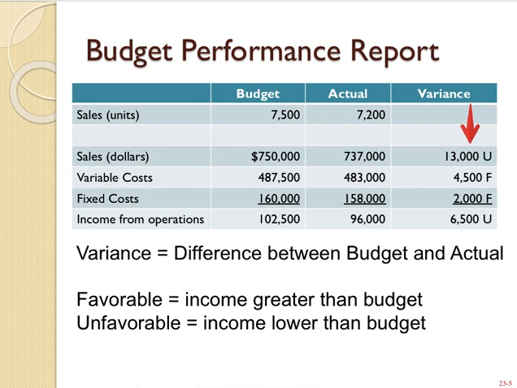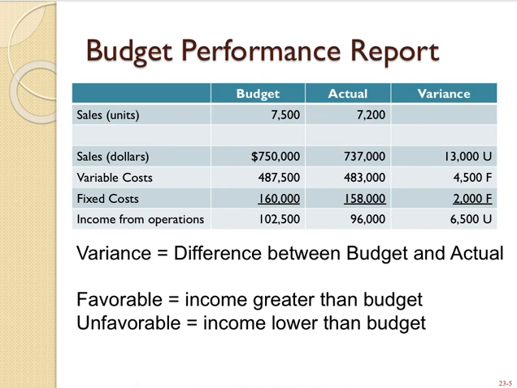Now, it's not enough just to know what the difference is. We need to classify the difference as either favorable or unfavorable. Okay, so that's what these U's and F's over here stand for. Favorable means that this is going to result in income higher than the budget amount. Unfavorable means it's going to result in income lower than the budget amount. And favorable, obviously, means it's in our favor. It's something that's going to be good for us.